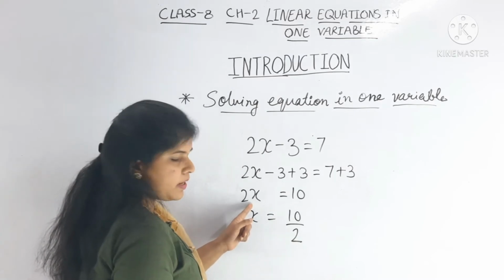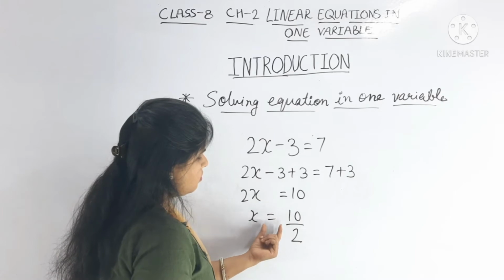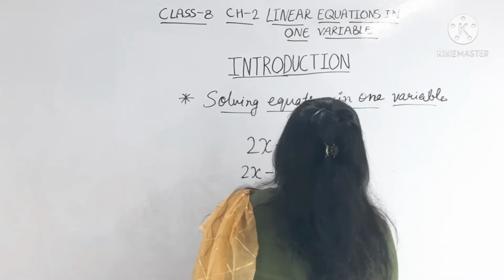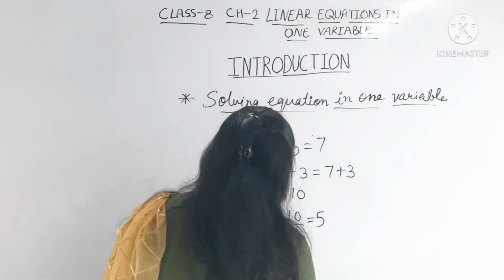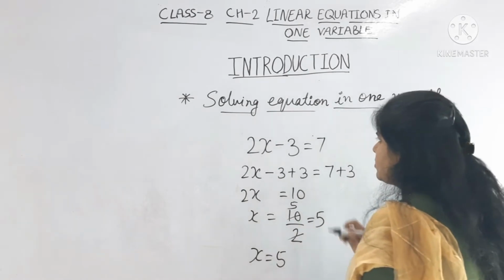Here it is multiplication, so you have to divide. So what will I get? x equal to 10 by 2, which is x equal to 5. 2 fives are 10. This is the one method.